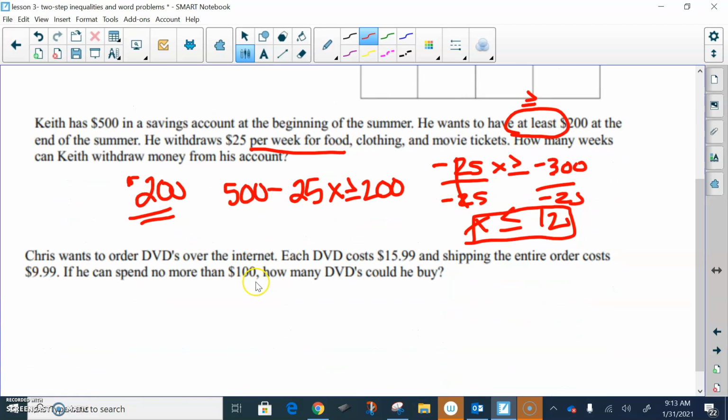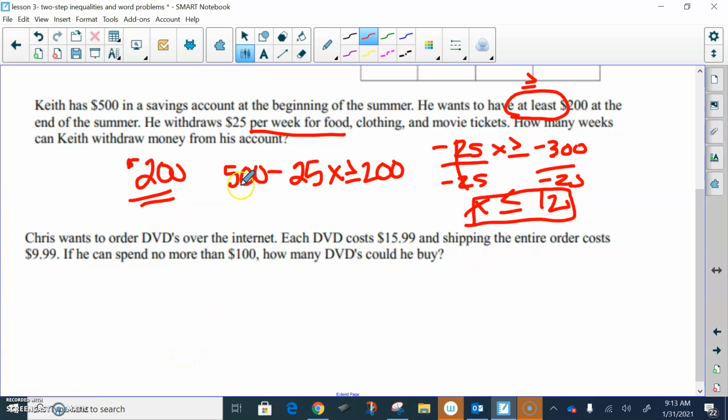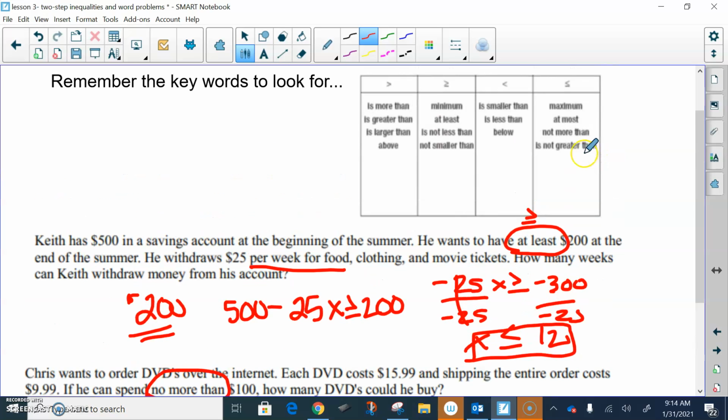Let's try another one. Chris wants to order DVDs over the internet. Each DVD costs $15, and shipping for the entire order costs $9.99. So there's a flat rate of shipping. So we know he's spending $15.99 per DVD. You can use whatever variable you want. Plus he has to pay $9.99 for shipping. And he wants to spend no more than, if you look at our little chart here, no more than means less than or equal to.